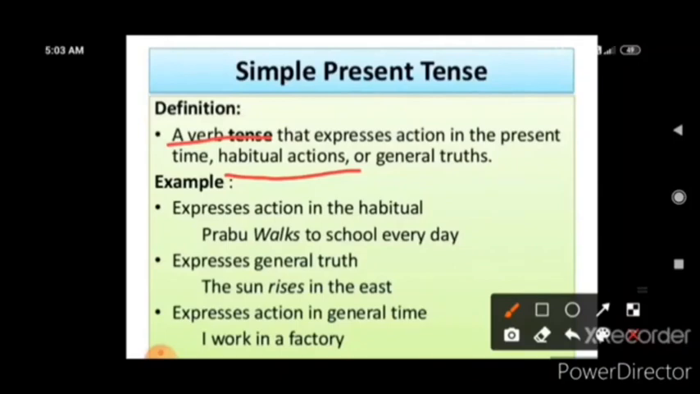Next, general truth. The sun rises in the east, the sun sets in the west. These are general truths. Expresses action in general time. I work in a factory. I speak English. Like that. These are the things we use in simple present tense. What are the things? Habitual actions, general truths, and general time.